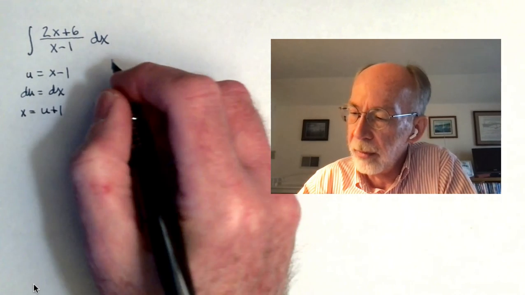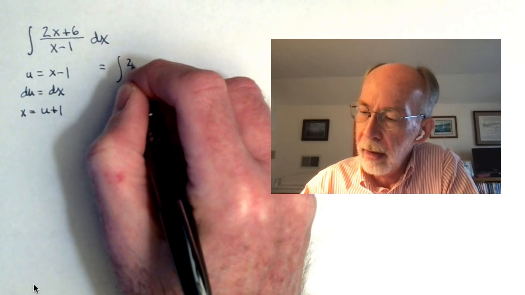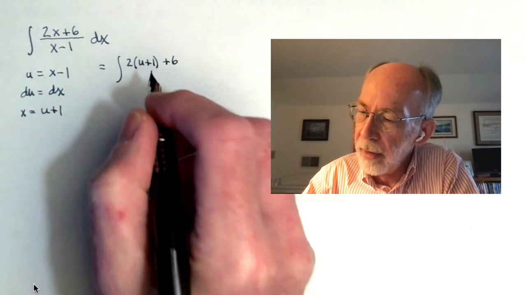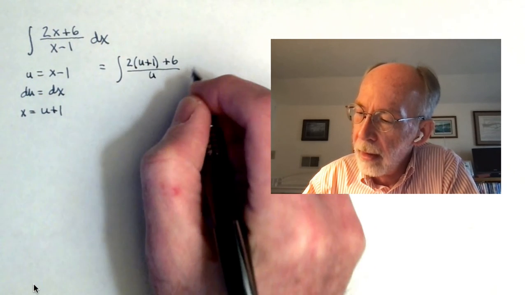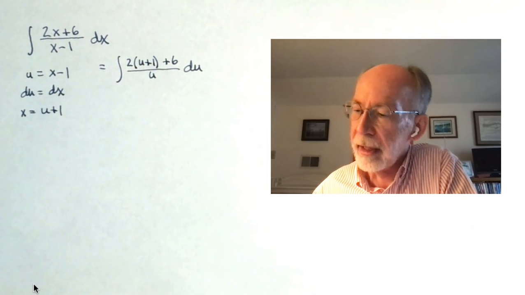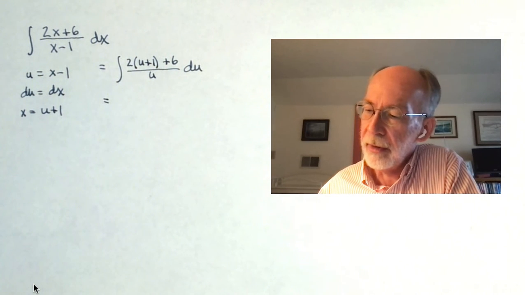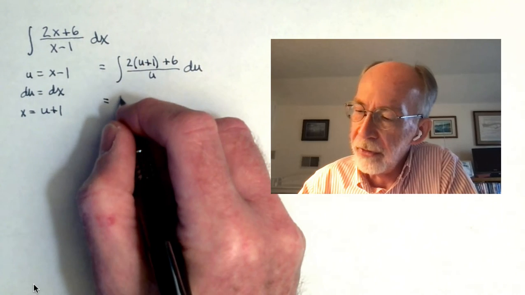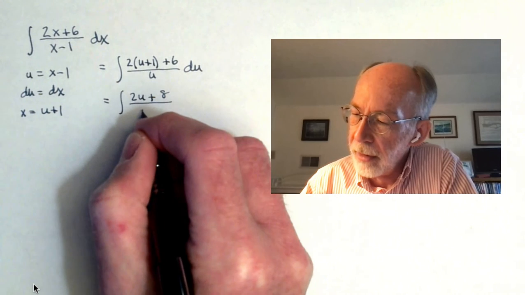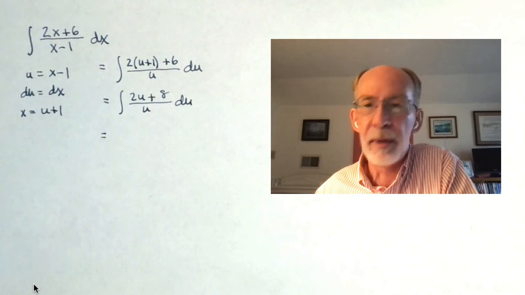So if I re-express this in terms of u, I have the integral of 2x, which is u plus 1, plus 6, all over u du, when we've achieved the intended effect of having a monomial in the denominator. If I take a line to distribute the 2 and collect like terms, this is the integral of 2u plus 8 all over u du, and this starts to bear some familiarity to what we just saw.